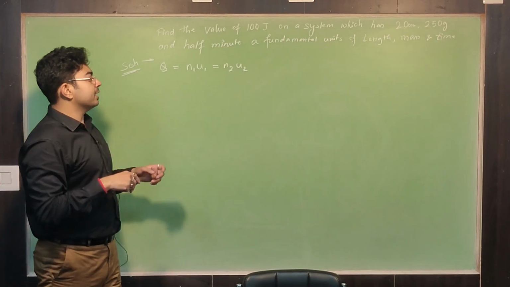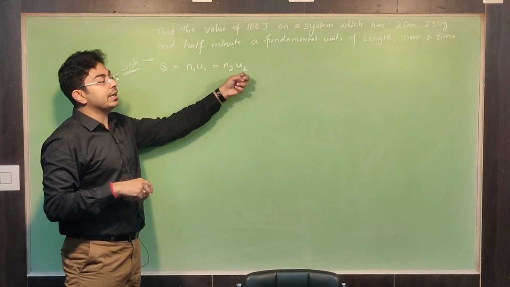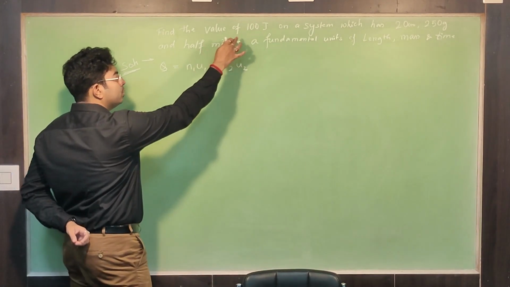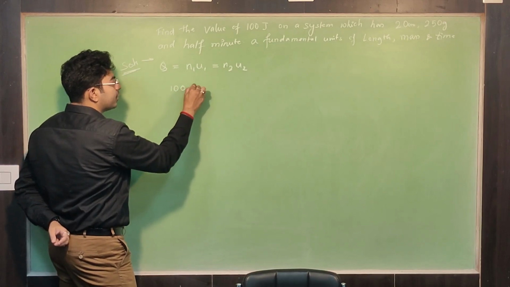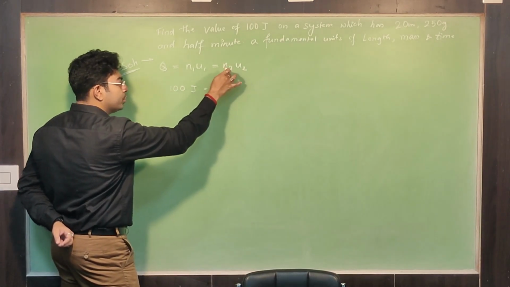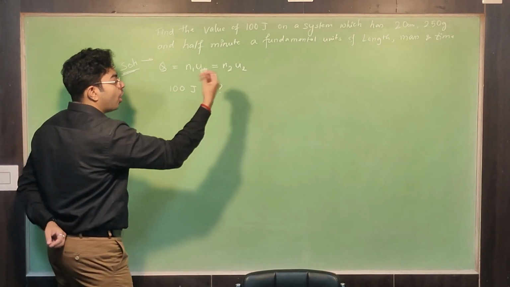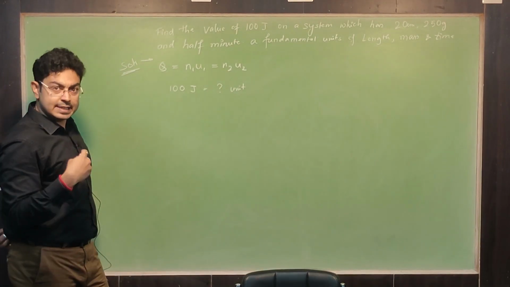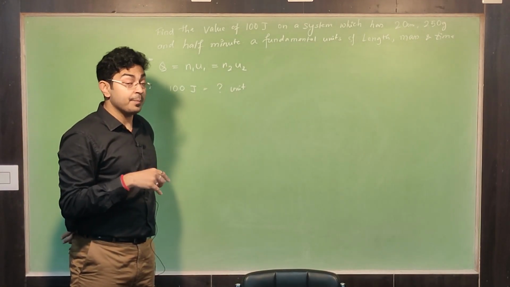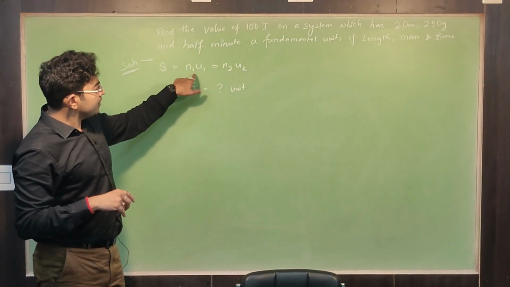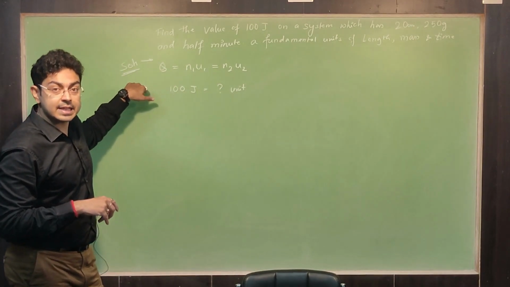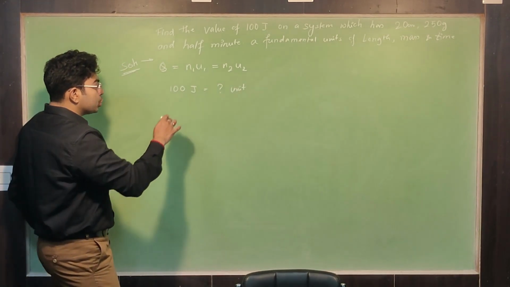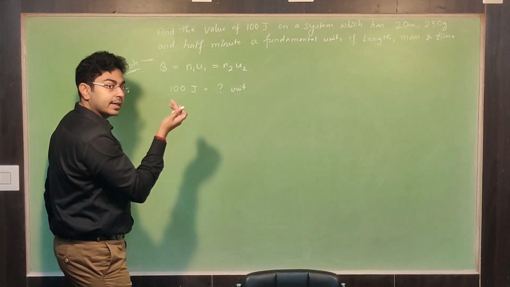Now you tell me, N1 U1 is equal to N2 U2, right? Now, what is N1? 100 joule. So you are converting 100 joule into another type of unit, and you don't know the numerical value. You don't know whether it is CGS unit or any other type of unit. How to do that? The formula remains the same. So let us understand. This is joule, that means this is again energy.